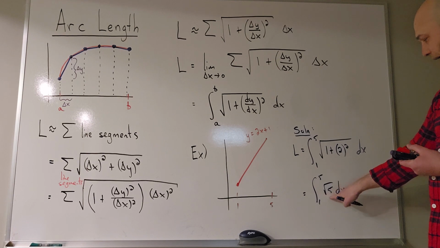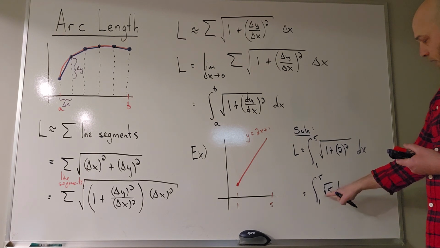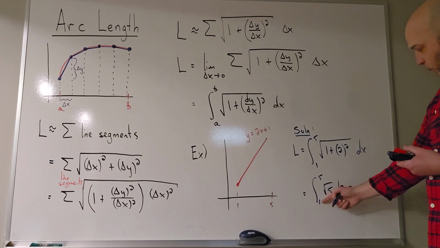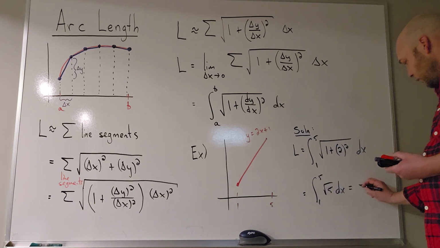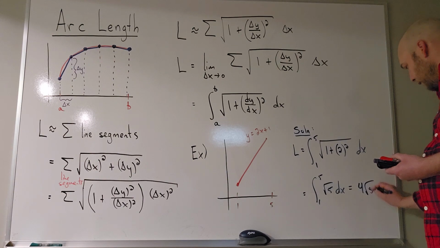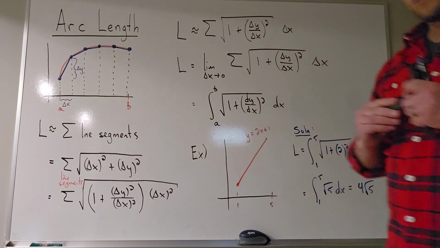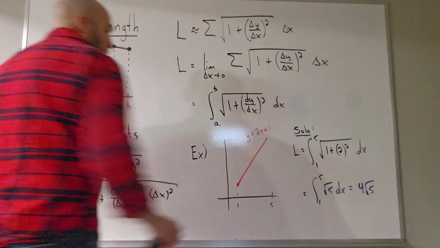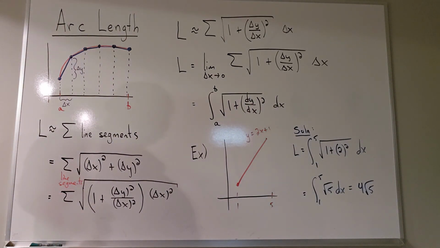And since this is a constant integrand, the definite integral is that constant times the length of the interval. From 1 to 5, the length would be 4, so this would be 4 root 5. Okay. Let's do one more example of computing an arc length.